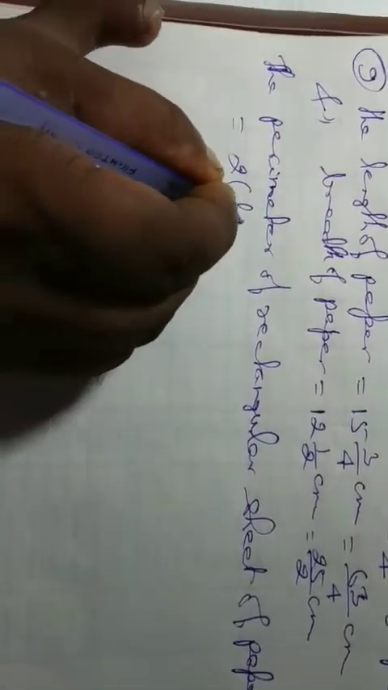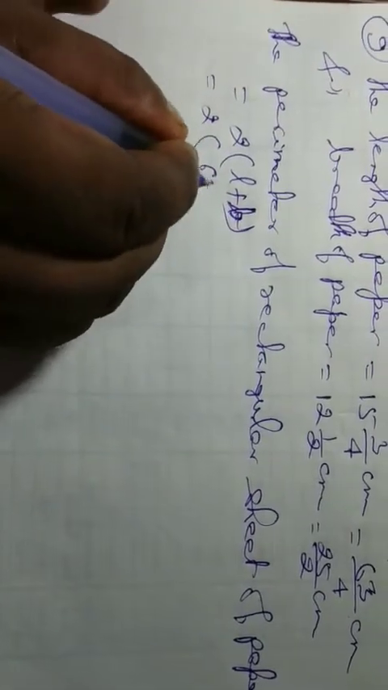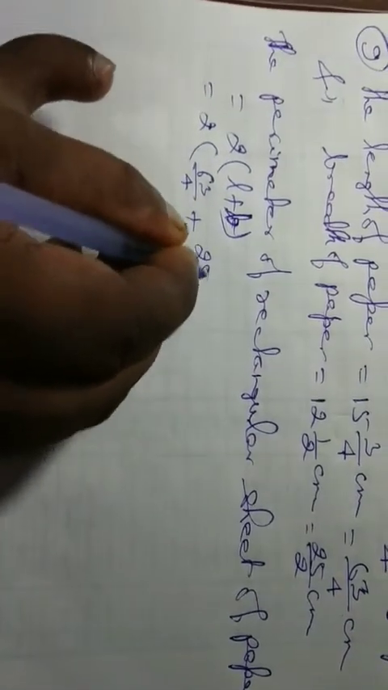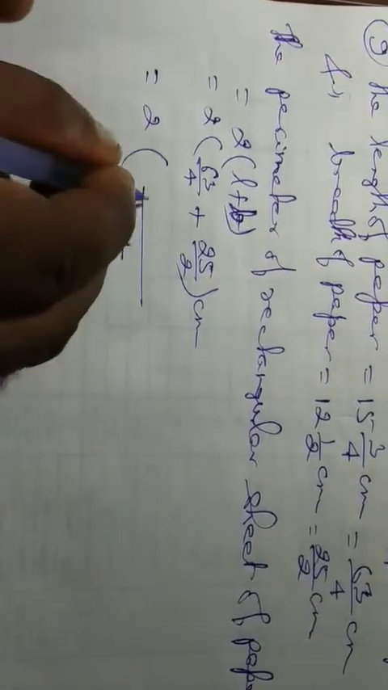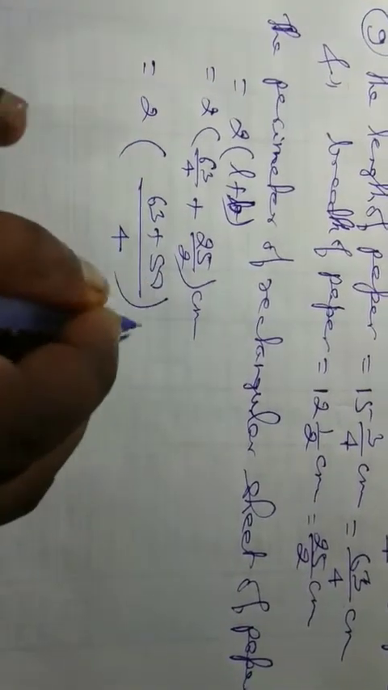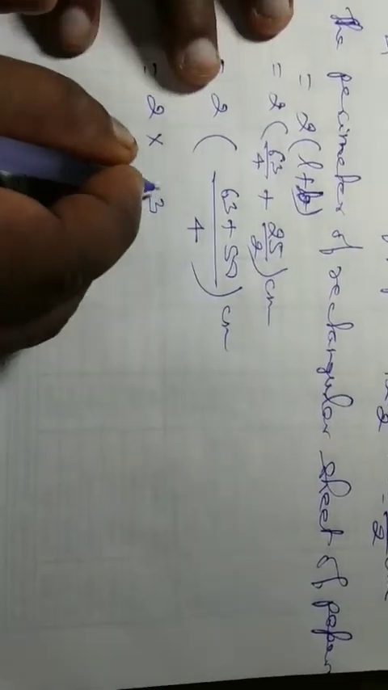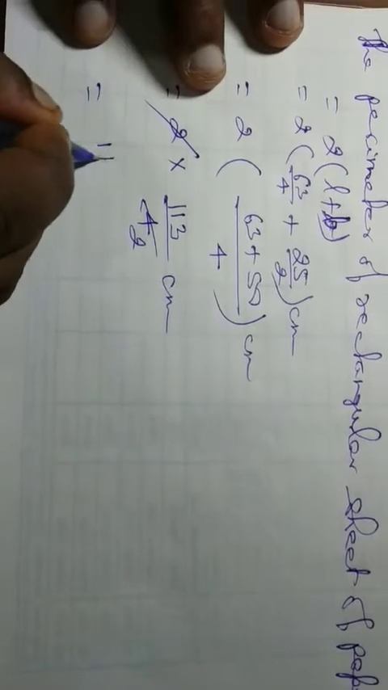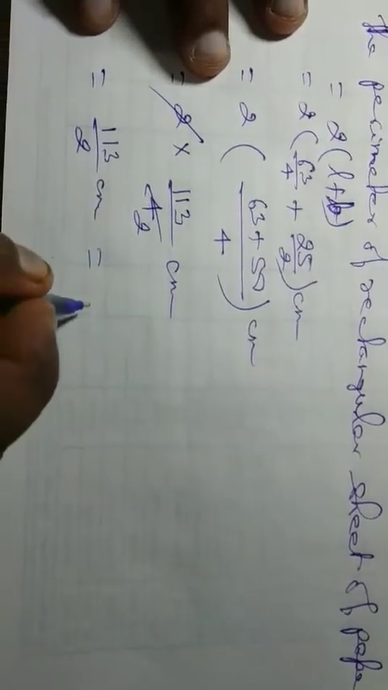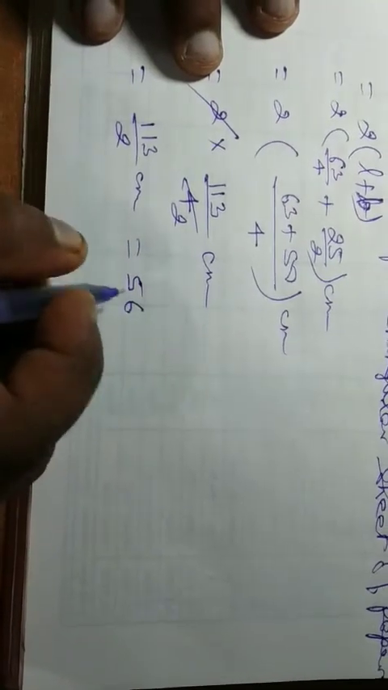Student, the perimeter of the rectangle is 2 times L plus B. L means 63 by 4 plus 25 by 2 centimeters. 63 plus 50 over 4 centimeter. 2 into 113 by 4 centimeter, which is 113 by 2 centimeter, that is 2 5s are 10, 2 6s are 12.